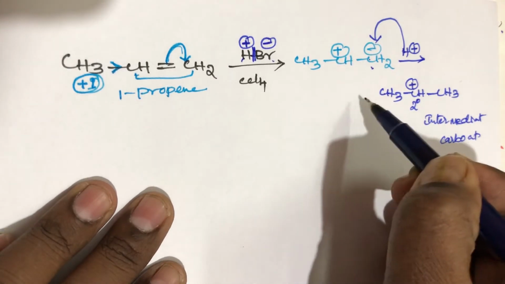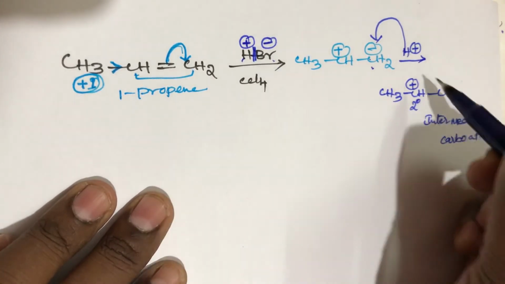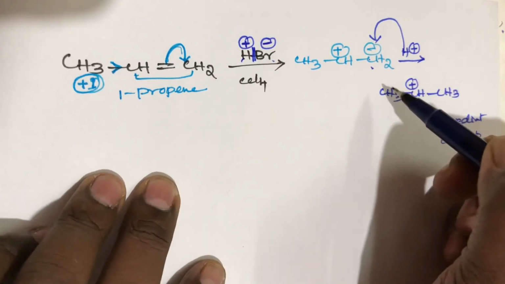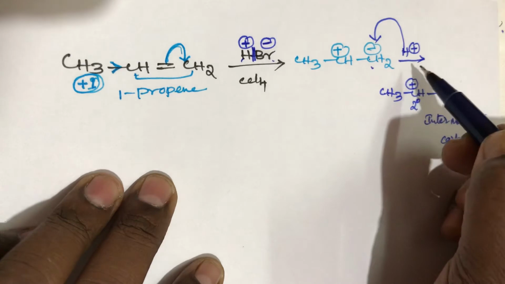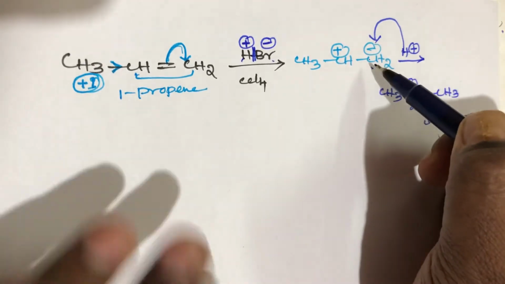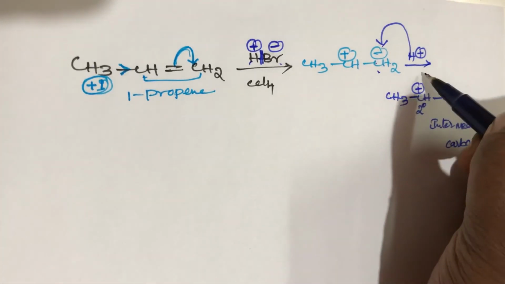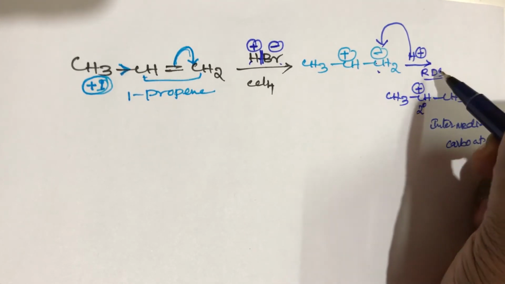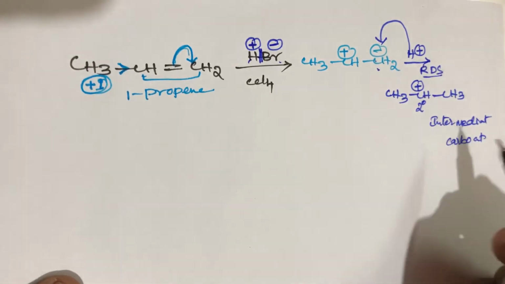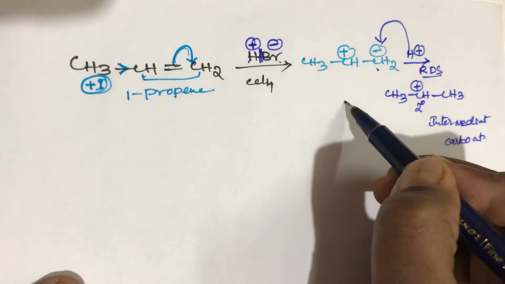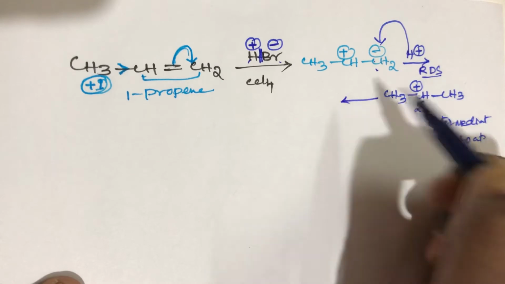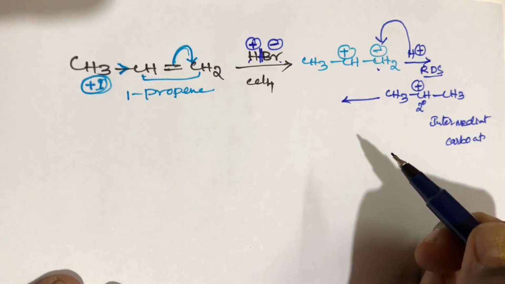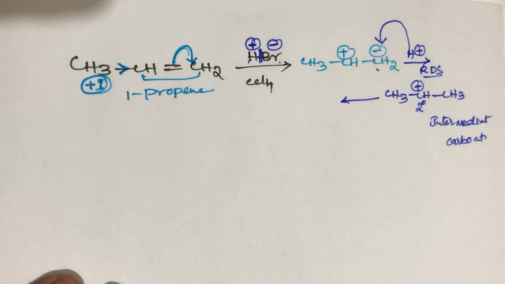After that, the first step is bond breaking. Then, in the second step, the electrophile attacks the negative charge side. This step is called the rate determining step, RDS, or slow step. Next is the second step, the nucleophile attack. In the second step, the nucleophile will always attack the positive charge side.